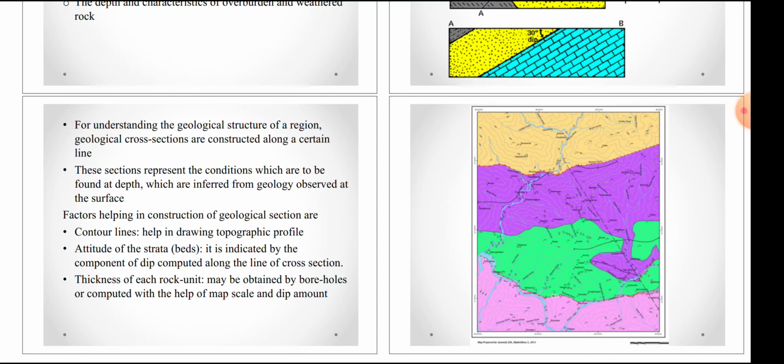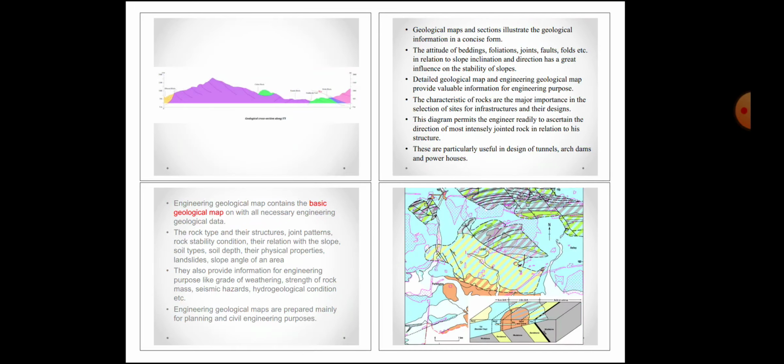Factors helping in construction of geological sections are contour lines, helping in drawing the topographic profile. Attitude of the strata beds. It is indicated by the component of dip computed along the line of cross section. Thickness of each rock unit may be obtained by boreholes or computed with the help of map scale and dip amount.